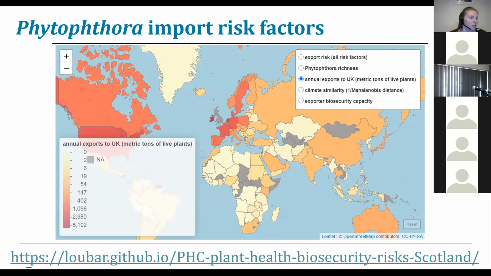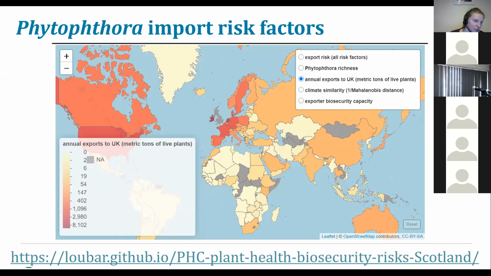So in this box in the top right, you can toggle between risk factors associated with new arrivals of Phytophthora pathogens. And you can choose to look at how much Phytophthora diversity there is in different regions and what the annual trade flows are like from those countries. And because this is for the Scottish government, we're assuming the UK is the importing country.